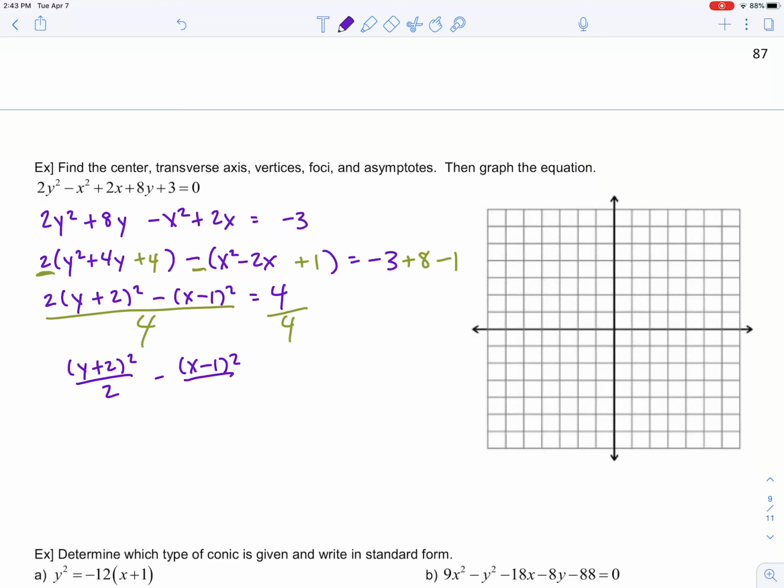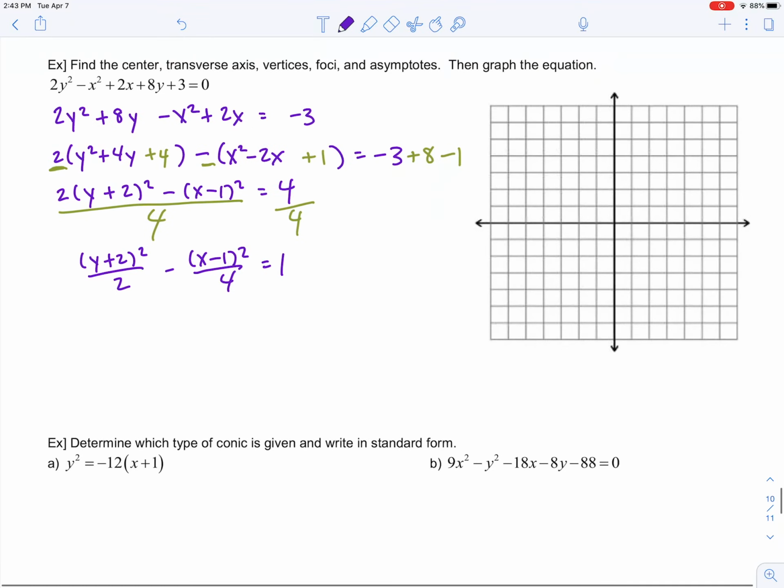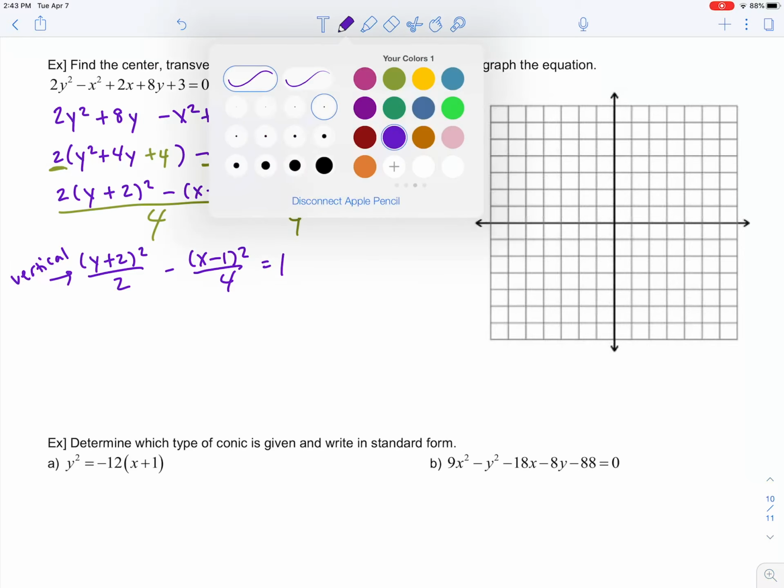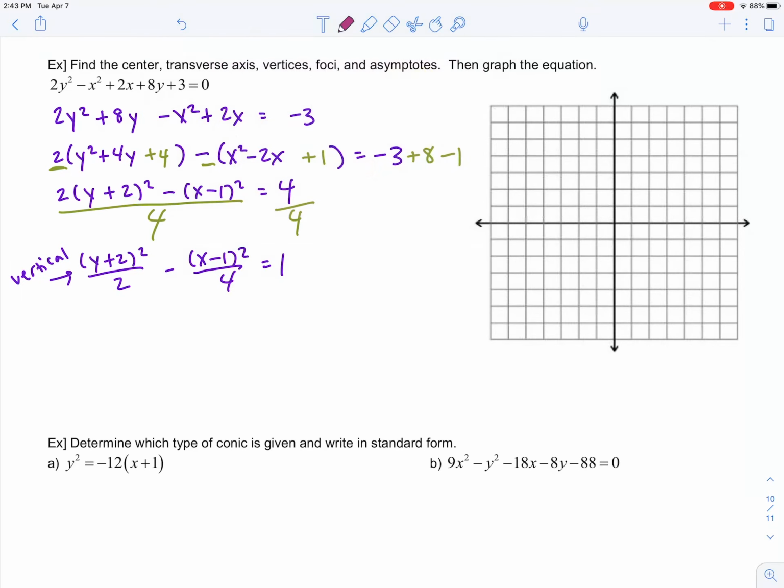So I'll reduce the fractions. 2/4 would be 1/2. This one, nothing to reduce with. Okay, so now we have it in standard form. You can see that the y fraction comes first. This is going to be a vertical hyperbola. I can go ahead and already graph the center.